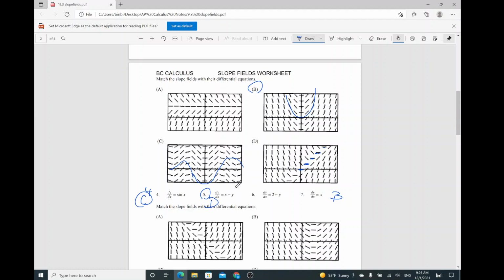And then for number 6, the reason why it's A is that if you plug in a number, let's say y equals 2, so 2 minus 2, it's always 0, 0, 0, 0. It's all 0 here. And then 2 minus 1, which is 1. It's always a consistent slope for each level. So for this one, number 6, it's A.